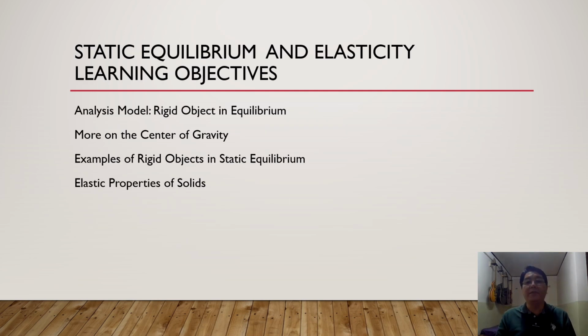Learning objectives. At the end of this chapter, students will be able to learn the analysis model of rigid objects in equilibrium, the center of gravity, examples of rigid objects in static equilibrium, and elastic properties of solids.